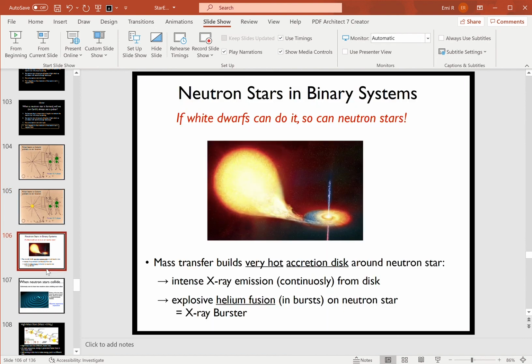So now to finish on neutron stars, we've seen for low mass stars that white dwarfs can be in binary systems, and if white dwarfs can do it, so can neutron stars. Neutron stars are found a lot of the time in binary systems, and as for the white dwarf, there is transfer of mass between a supergiant and a neutron star, and usually this ends up with a lot of X-ray, intense emission, and explosion.